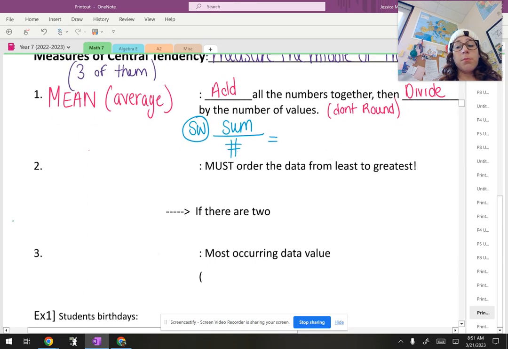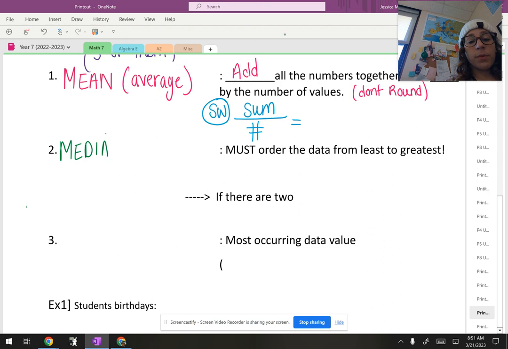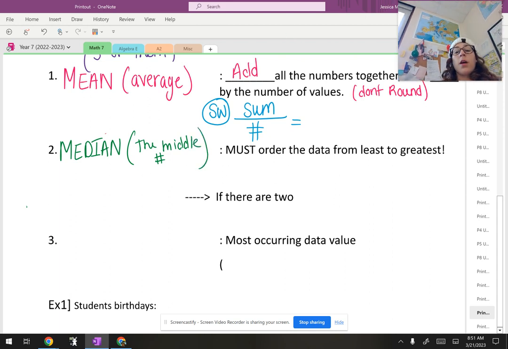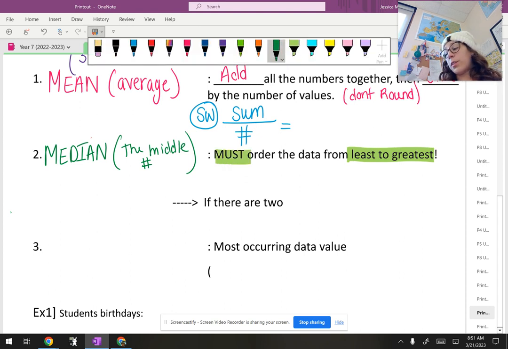All right, so that's mean or average. The next measure of central tendency is what's called the median. And the median is simply just the number in the middle, or the middle number. Before you can find the median, it is absolutely essential that you order the data from least to greatest. Otherwise, you're not going to get the correct median.